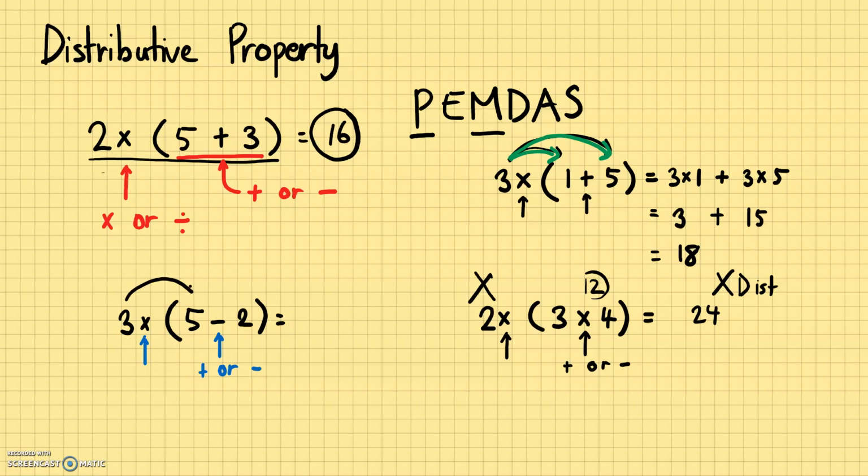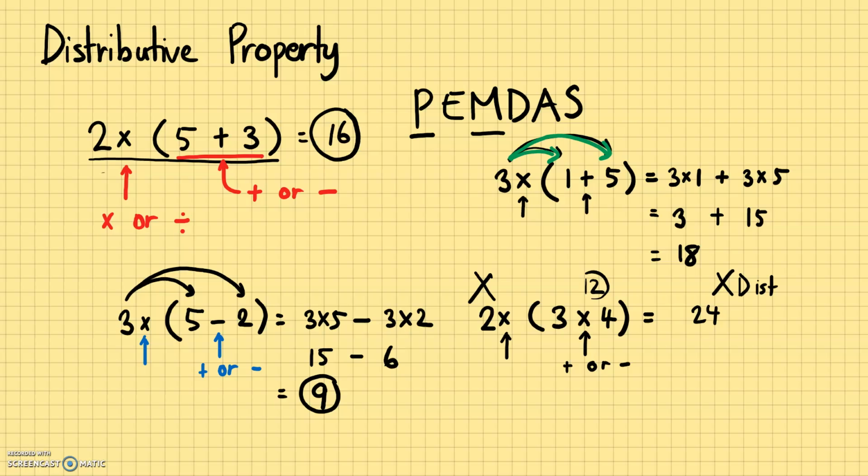And if you distribute the 3 to 5, 3 times 5, and this time it's minus, so you're doing minus 3 times 2. Okay, so that's going to be 15 minus 6, which is going to equal 9. Okay, so that's what's called the distributive property.